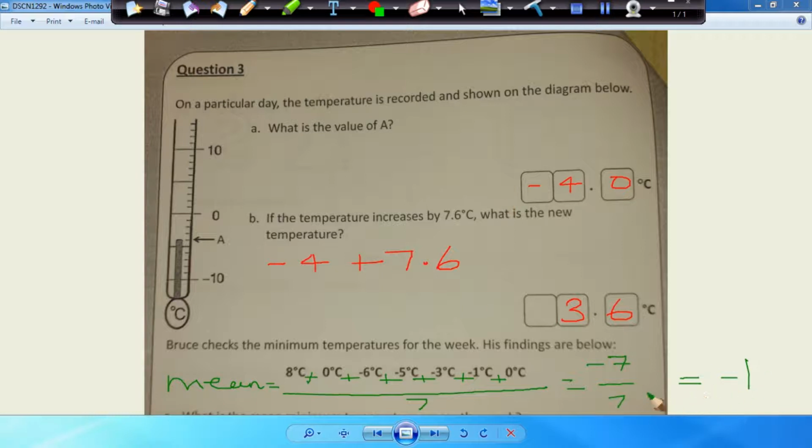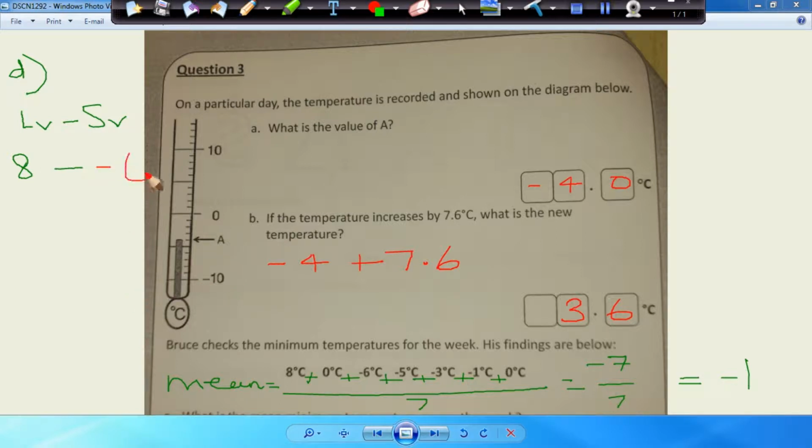Now question D, I'm going to read it to you. What is the range of temperatures for the week? Right, I want a hand up please for question D. Can somebody define for me range? Okay, Harun, what's range? Basically the difference between the highest and the lowest. So the largest value minus the smallest value. What is the largest value? 8. And then we have to minus the smallest value. What is the smallest value? Minus 6.